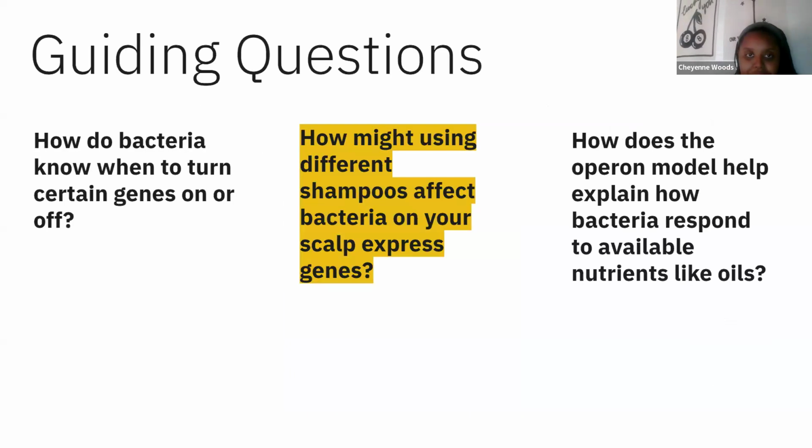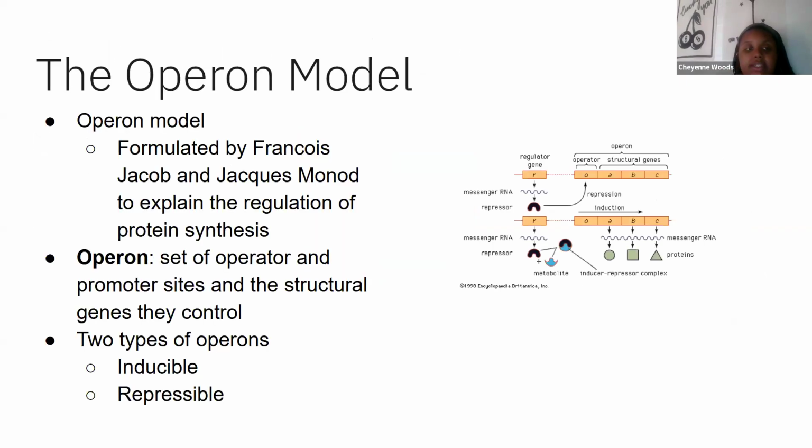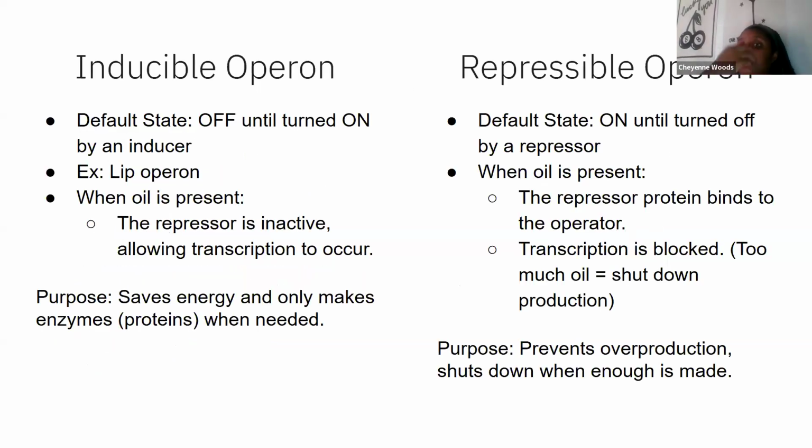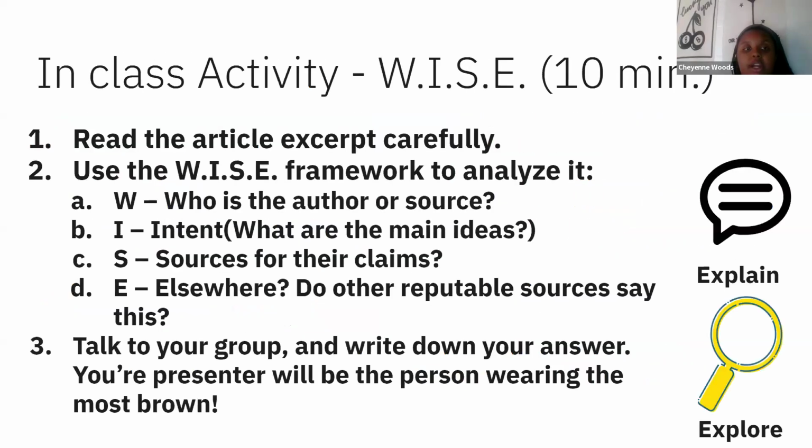Now we're going to go into our second guiding question, which is how might using different shampoos actually affect bacteria on your scalp and how it expresses genes. So this is going over once again the operon model, what it looks like, what it means, and the two different types. And then I'll be going over the inducible operon and the repressible operon and what both of those operons look like in the context of oil and when the lac operon is being used in that example, and the purpose of it and how it saves energy or if it actually prevents overproduction.